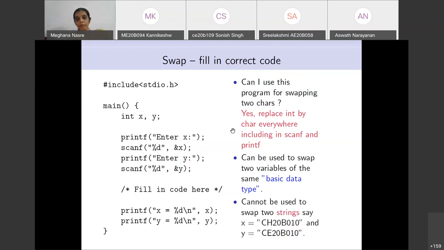However, we won't be able to do this for something like strings at the moment, because strings are not basic data types. They are stored as character arrays, and we are going to come to representing strings soon in a while, but not at the moment. So you cannot do this same thing for strings the way we have done it. We have to be careful, and we'll have to use arrays to represent strings in C. These are the points that I wanted to make about this simple swap code.